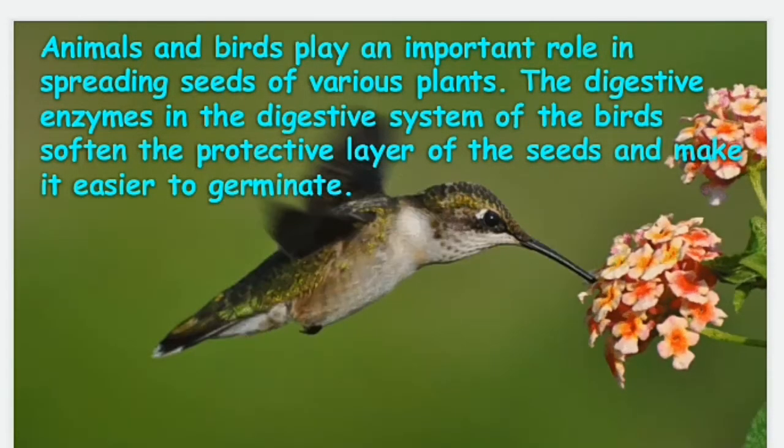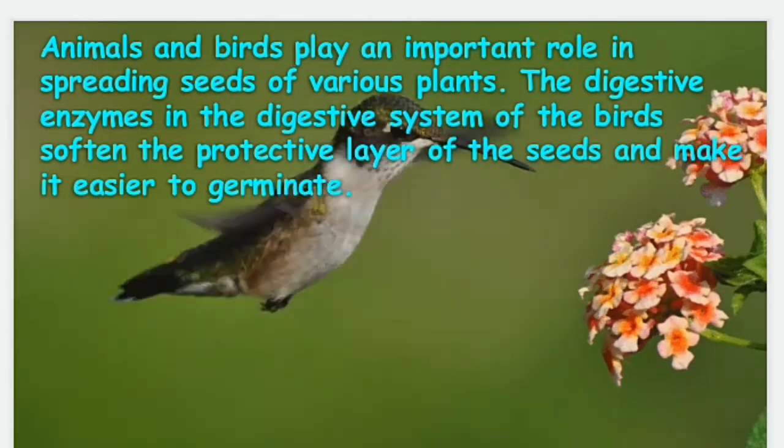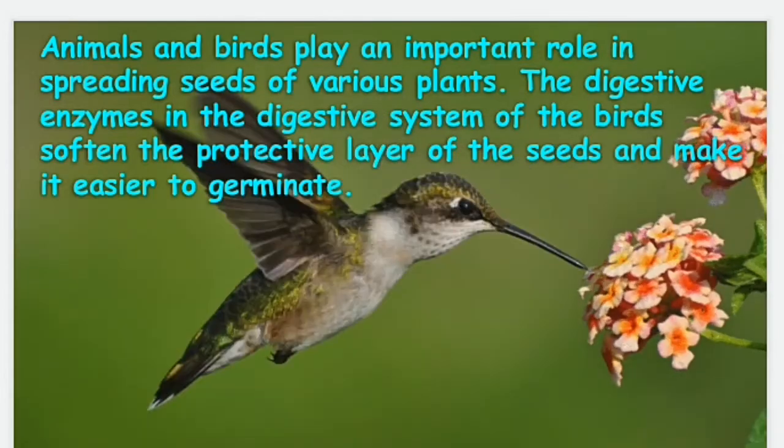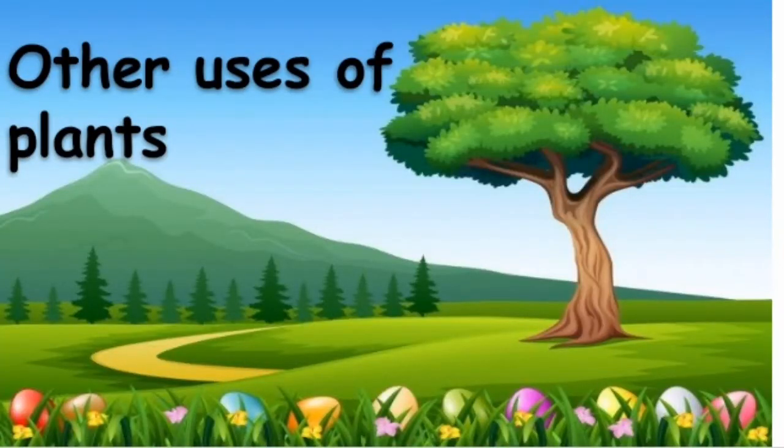Animals and birds play an important role in spreading seeds of various plants. The digestive enzymes in the digestive system of the birds soften the protective layer of the seeds and make it easier to germinate. Next, let's see the other uses of plants.